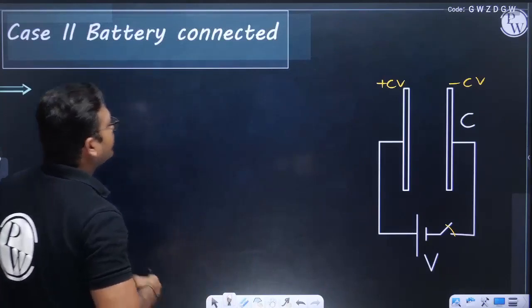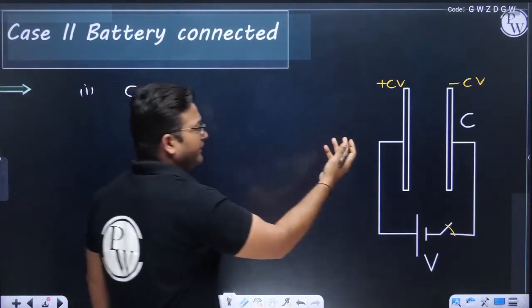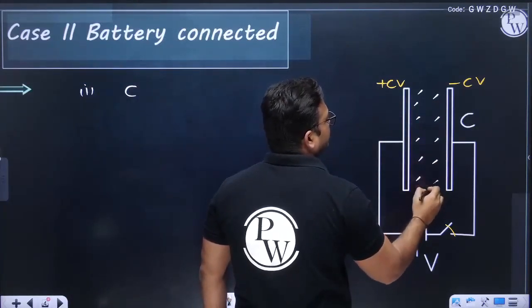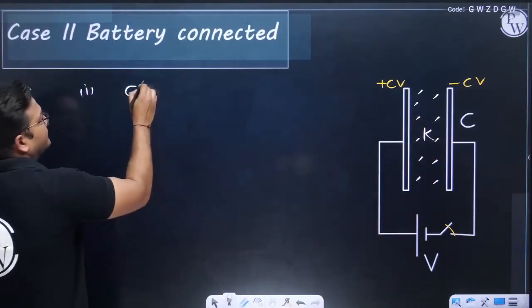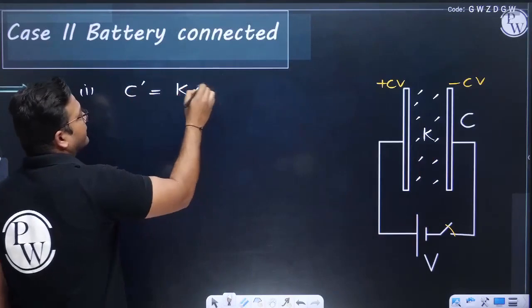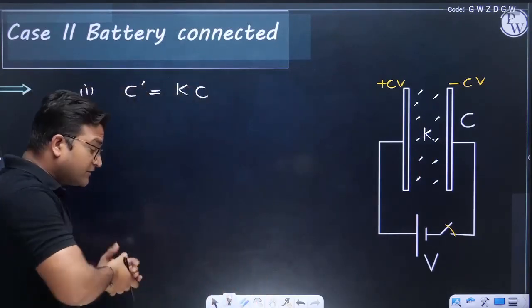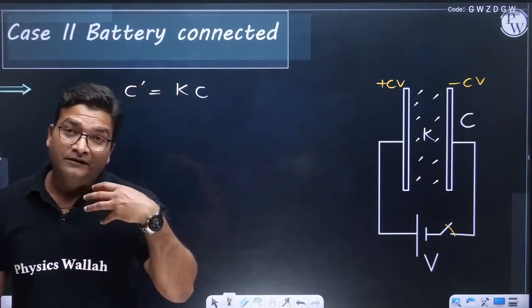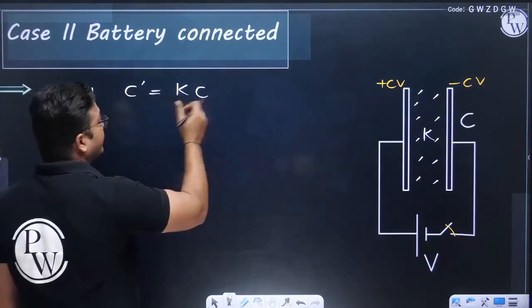So let us learn the first very important thing. If we again fill this capacitor with a dielectric of constant K, the new capacitance becomes K times C. That is simple. If air is replaced by some medium, the permittivity will be replaced by that of the medium, and we will have the new capacitance as K times C.